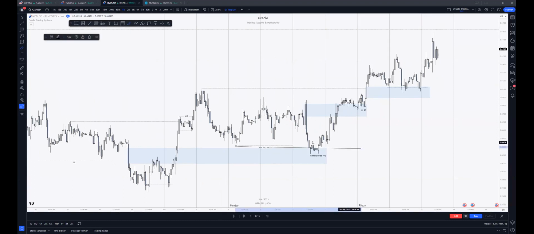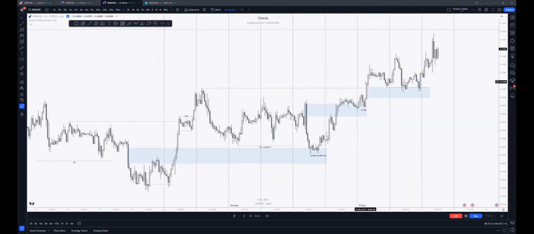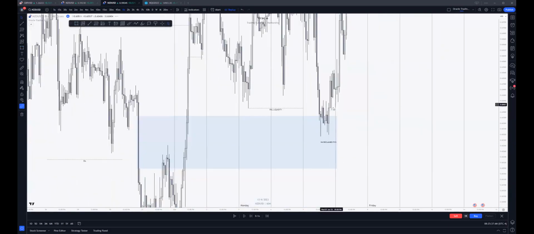Now, this is a daily draw on liquidity. So why the hell would I be on the 5-minute trying to track order flow? I wouldn't. I'd be here on the 1 hour or the 4 hour looking to track order flow. I personally like the 1 hour, as it gives me a lot more detail. Now let's start to track order flow here. Immediately we see a small rebalance in here. Small rebalance in here.